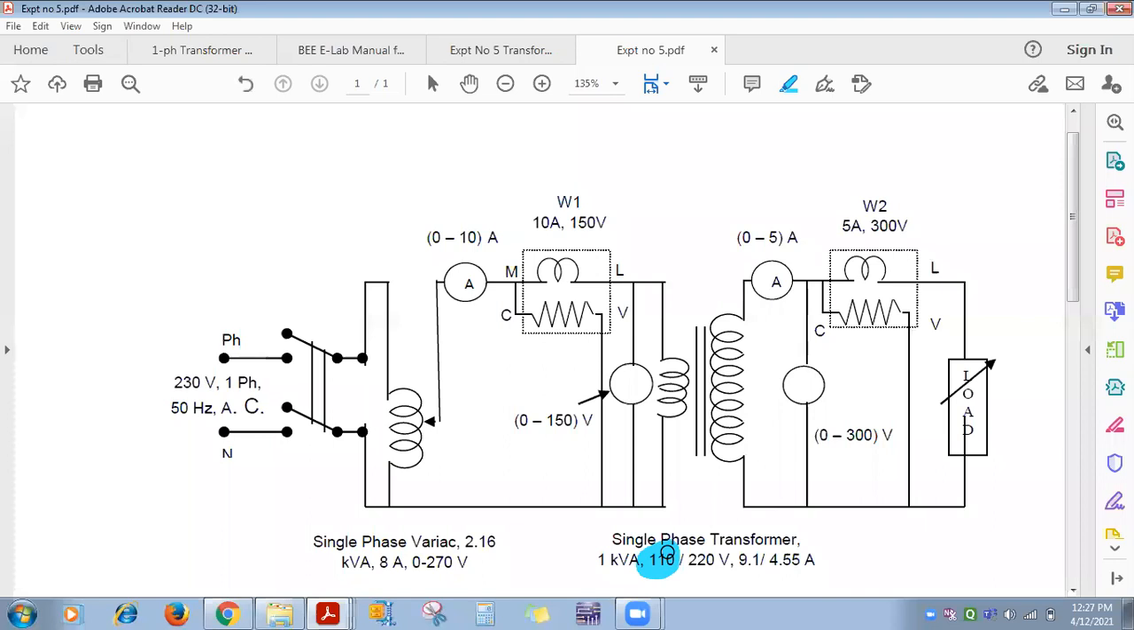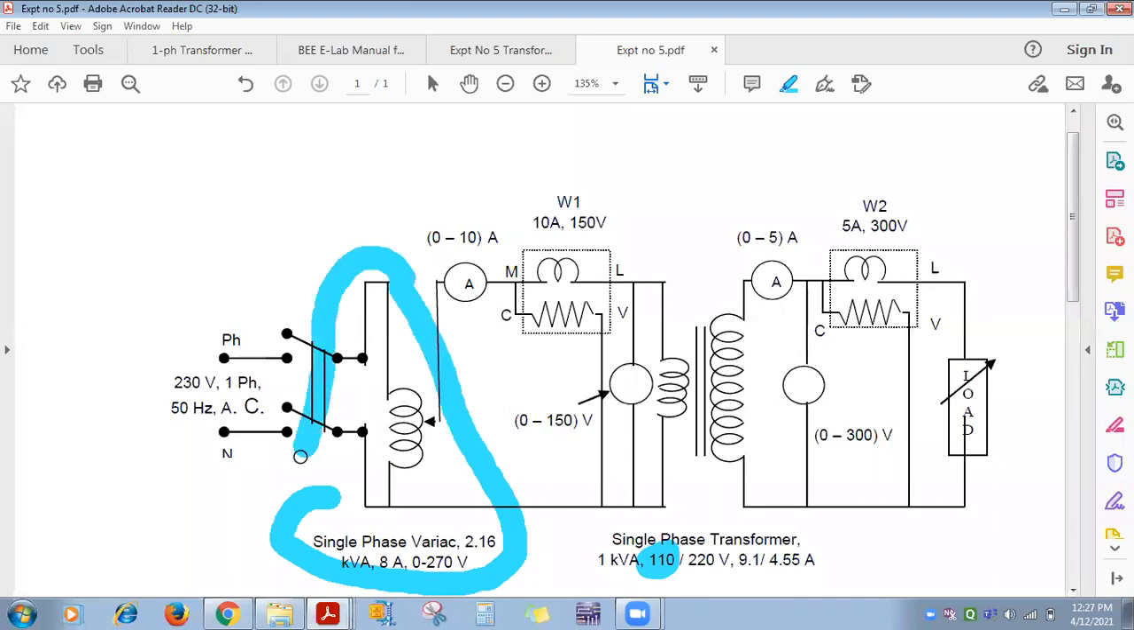220 volt single phase AC is available. Then how can you apply 110 volt? You have to use the auto transformer. See here, this is the symbol for auto transformer, the variac.